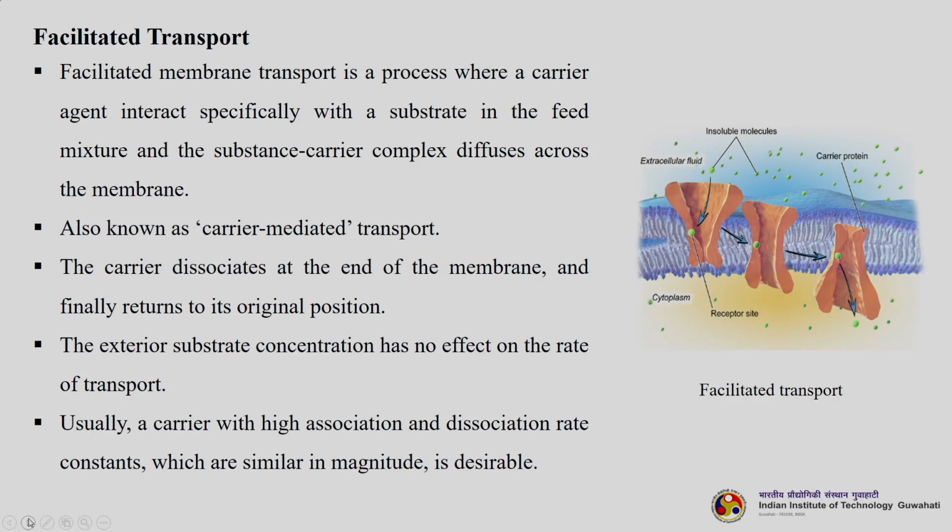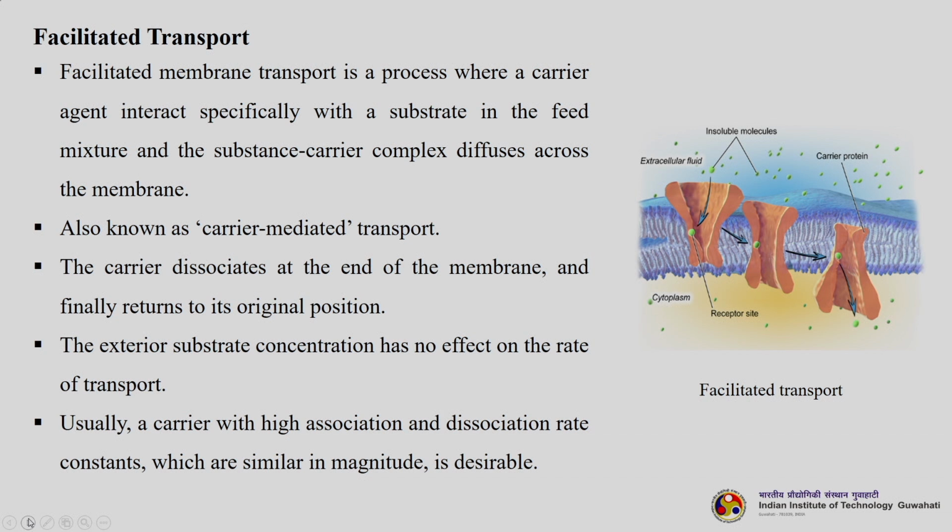So, it is a membrane transport process where there is a carrier agent which interacts specifically with a substance in the feed, the substrate in the feed, and the substance carrier complex diffuses across the membrane. As you can see in this particular figure, this is a facilitated transport mechanism. This is also known as carrier mediated transport, because there is a carrier inside the membrane which binds to the substance or the solute which we want to separate through the membrane, then takes it across the membrane and finally disposes it off at the permeate side. The carrier dissociates at the end of the membrane and finally returns to its original position.